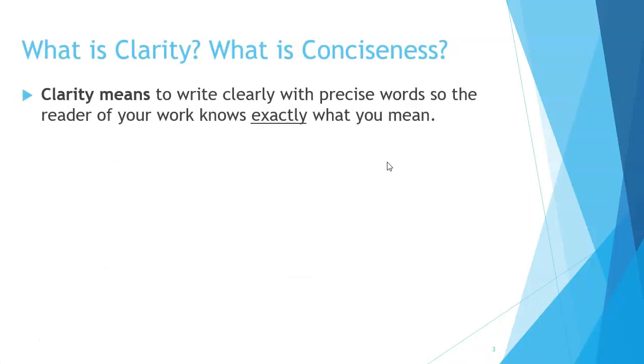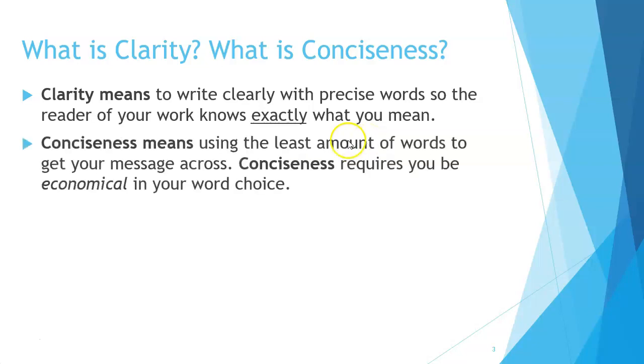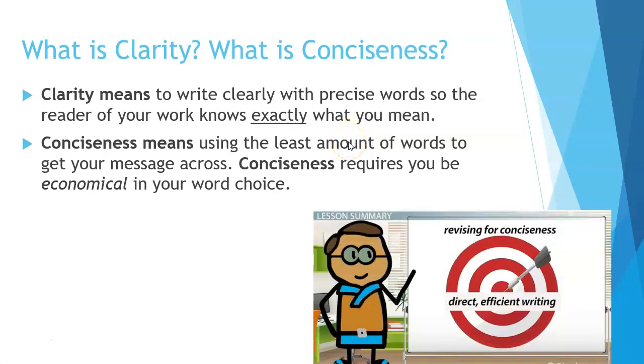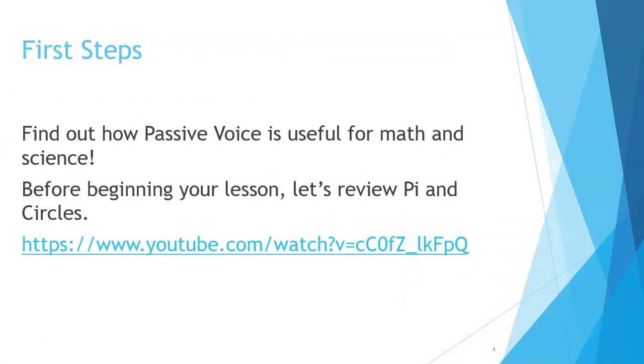And that's super important because when you write, you want to say exactly what you mean with the precise words. That's clarity. And you want to use the least amount of words to get your point across. It's about being economical in your word choice. In this lesson, we'll see how passive voice is especially useful for math and science concepts. But before beginning, let's review pi and some geometry concepts we've been studying so far, the pi and circle videos.